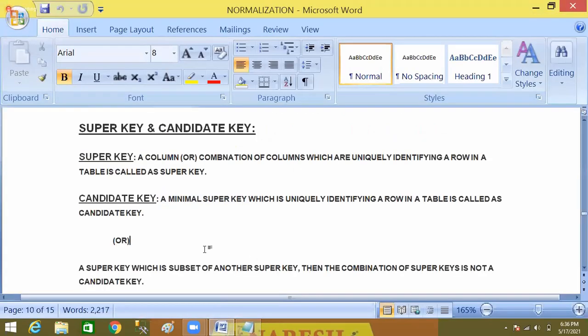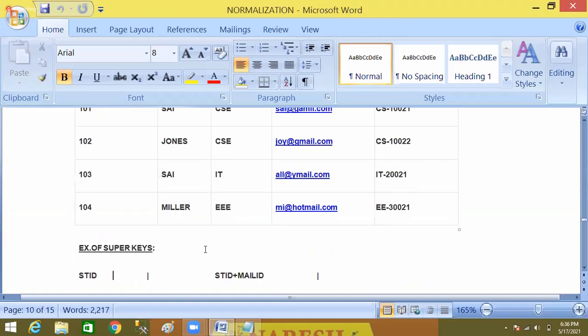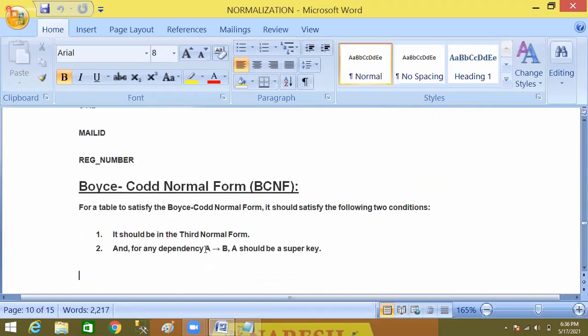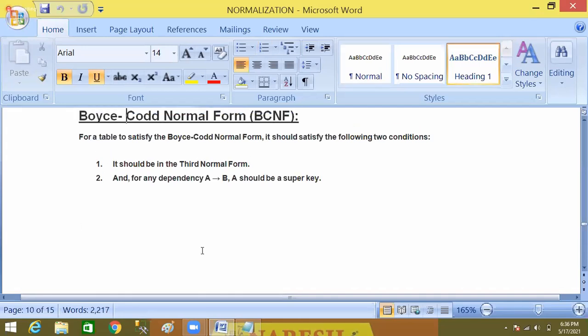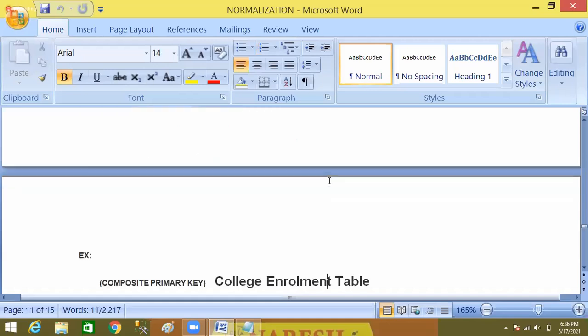Now let's come out and see Boyce-Codd normal form. So what was Boyce-Codd normal form telling here? Observe. For any dependency A to B, A should be a primary key. Let's see what it means.